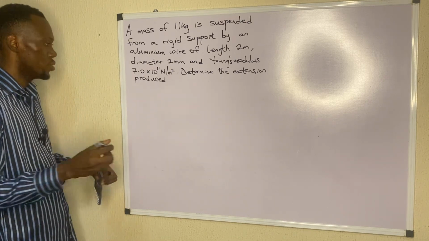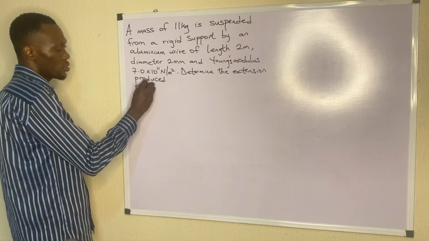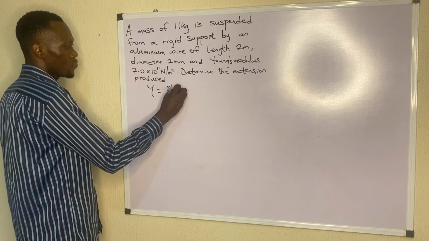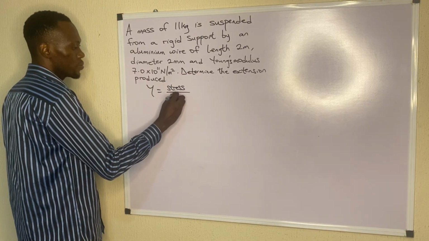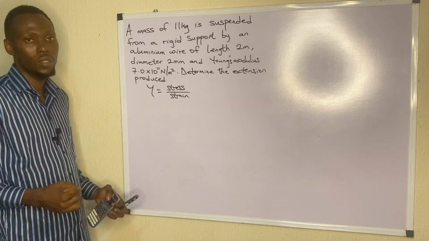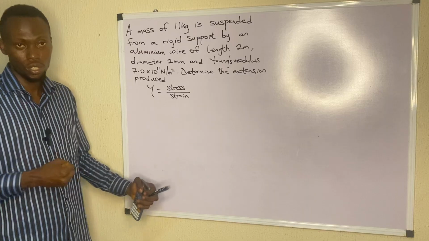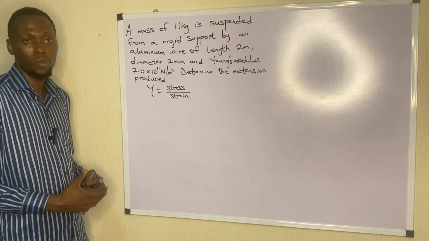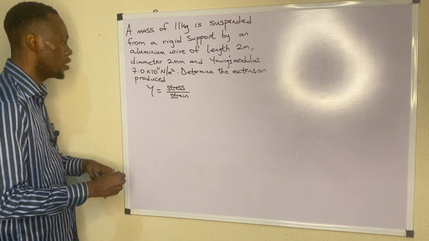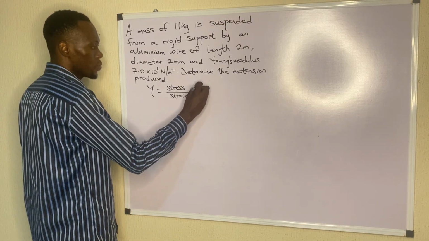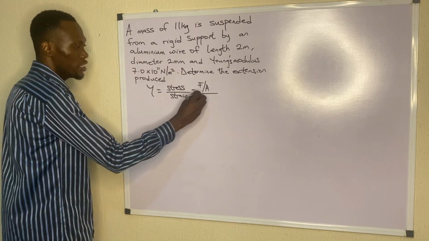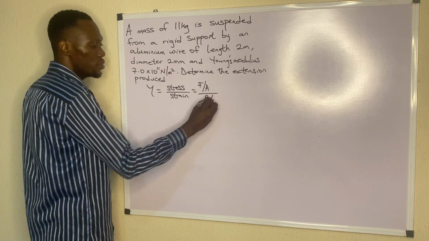Young modulus is simply stress divided by strain. And as we know, when you apply stress on a material, it means that you are applying pressure. So stress has the same formula as pressure. And what's the formula for pressure? Force divided by area. So we have it as force over area. Then we have strain as the extension over the original length.